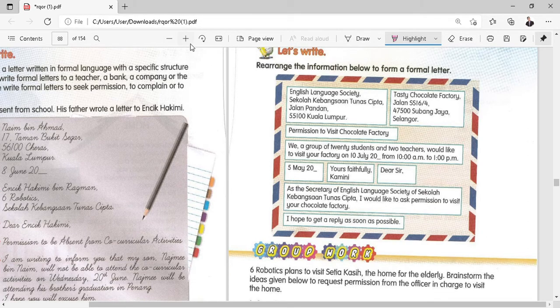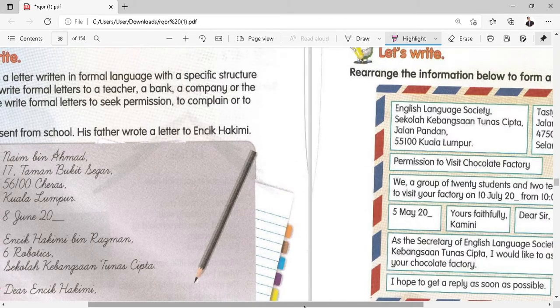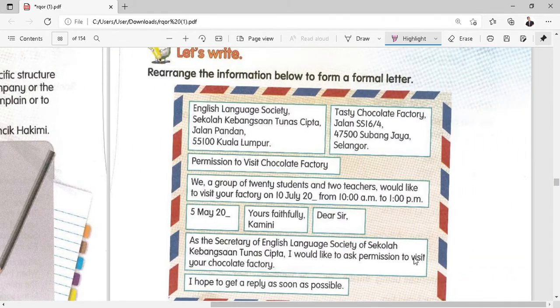Let me enlarge this. Now look at the first box. English Language Society, Sekolah Kebangsaan Tunas Cipta, Jalan Pandan, 55100 Kuala Lumpur. So what is this actually? Can you guess? You have the postcode, Kuala Lumpur, Jalan Pandan. Yes, this is an address.